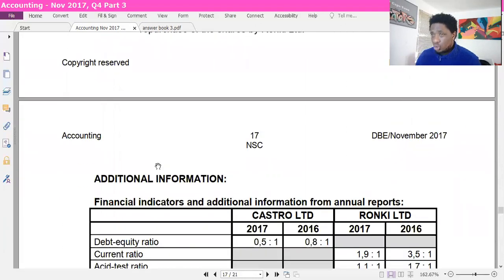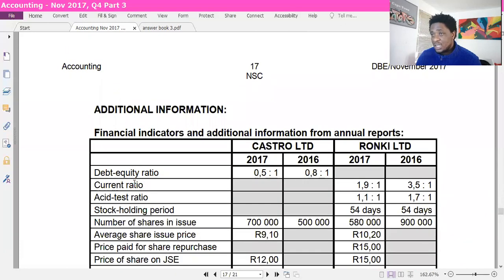So liquidity ratios, the 2 main liquidity ratios are the current ratio and the asset test ratio. Other ratios include the average collection period, the average payment period to creditors, stock turnover rate, and average days of holding stock. In this example, we've been given about 3 ratios for liquidity. The current ratio went from 3.5:1 to 1.9:1. The asset test ratio went from 1.7:1 to 1.1:1. And the stock holding period has remained the same, 54 days in each of the years.